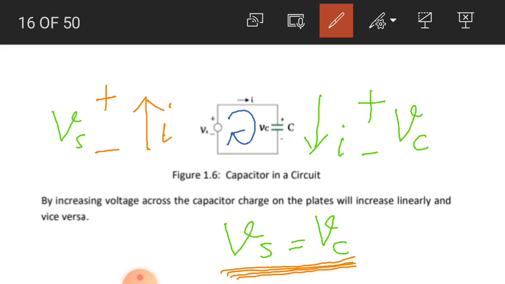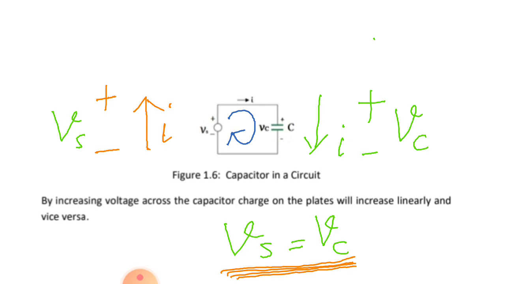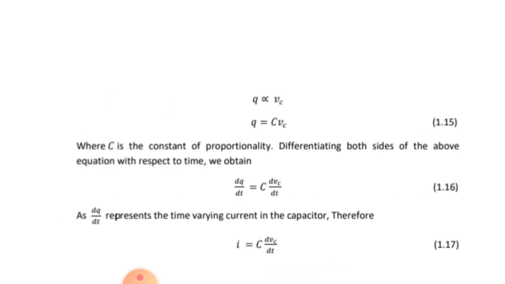As the current is moving towards the capacitor, and what is current? You know that current is the motion of charge in a circuit. This means that the charge is moving towards the capacitor, and this charge will accumulate on the plates of the capacitor.